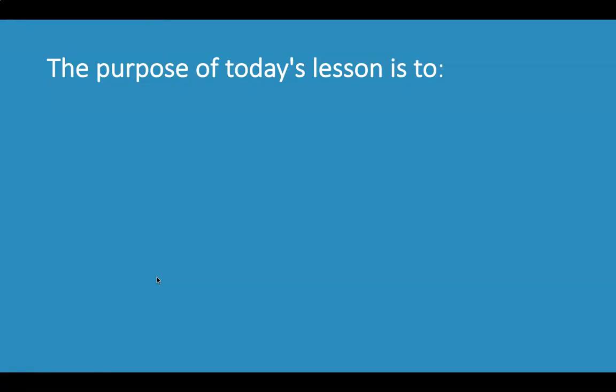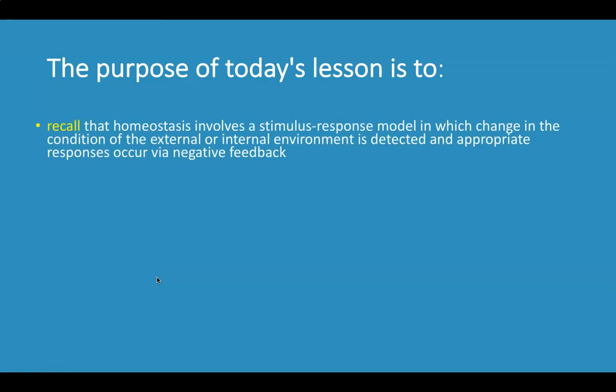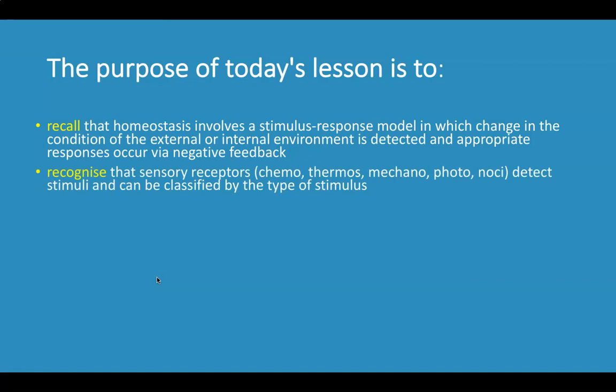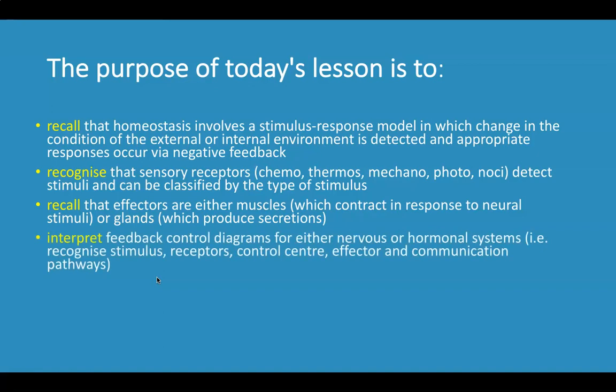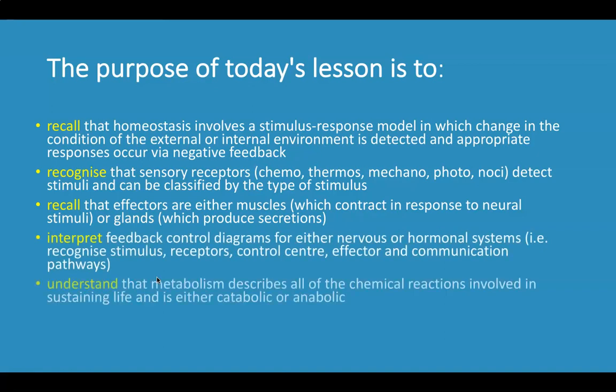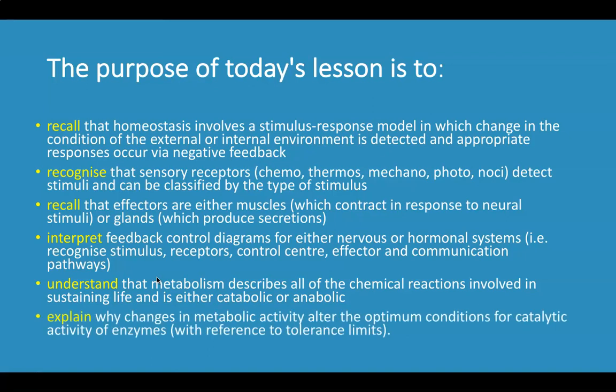Our learning goals for today are: number one, to recall that homeostasis involves a stimulus response model; to recognize different types of receptors and how they are classified based on the type of stimulus. We will recall how effectors can either be muscles or glands. We will interpret feedback control diagrams and understand how metabolism is very closely interrelated with homeostasis, and we need to be able to explain how so. So we'll look at enzymes and tolerance limits. You can pause the video here and write some kind of learning goal for that. Let's get into it though.